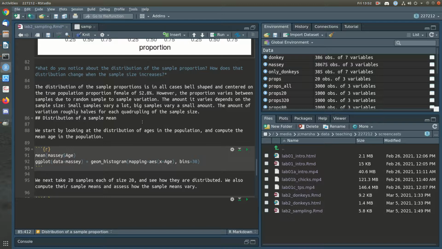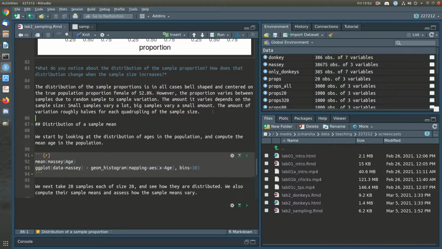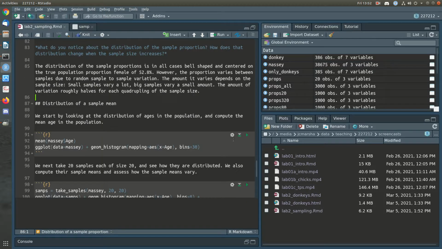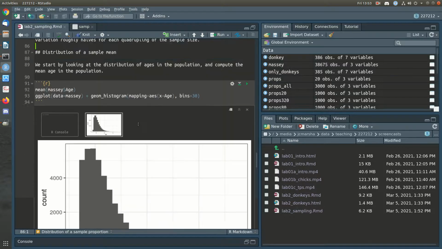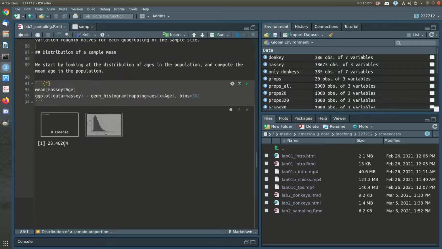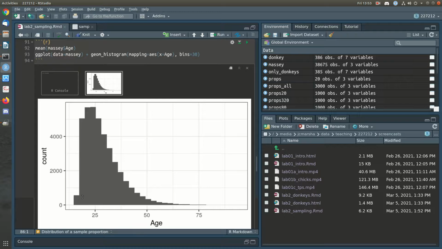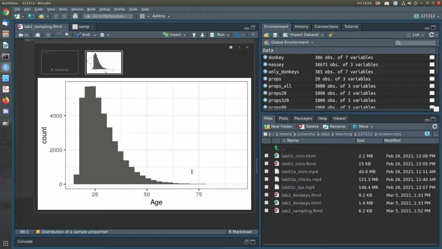Okay, so that's proportions, and it turns out that the same thing happens when we look at means as well. So let's start by looking at the population again, and we'll compute the mean age, which is 28.5, right, 28 years, and the distribution of ages, which you can see is clearly highly skewed to the right.